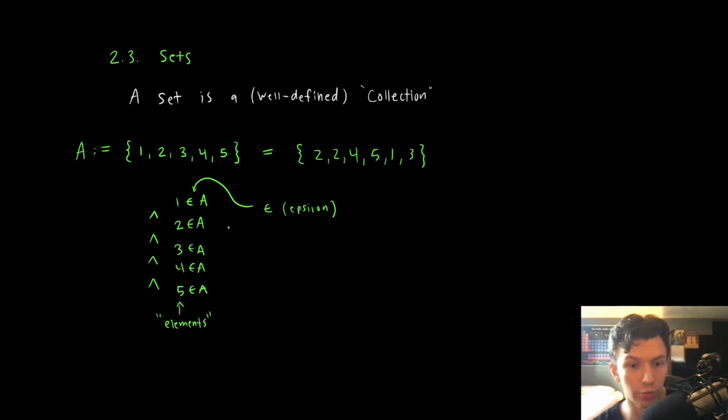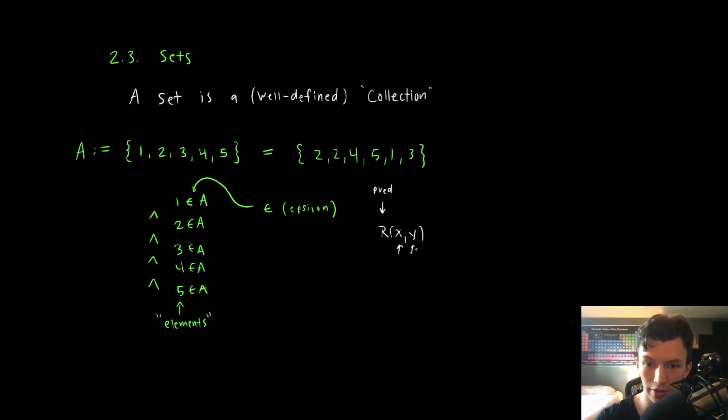Remember, a relation is a predicate of 2 variables, or 2 inputs. So if you have a relation R of x comma y, here you've got a predicate and 2 inputs, therefore R is a relation. Same thing here for epsilon. You have epsilon, and you have 2 inputs. In this case up here, in this first one, we have 1 comma A.